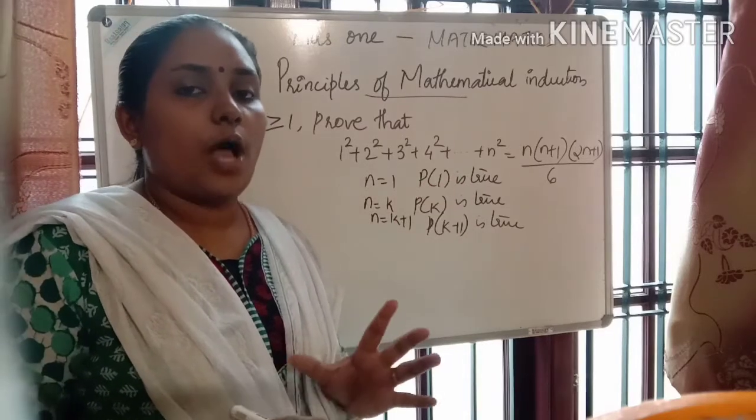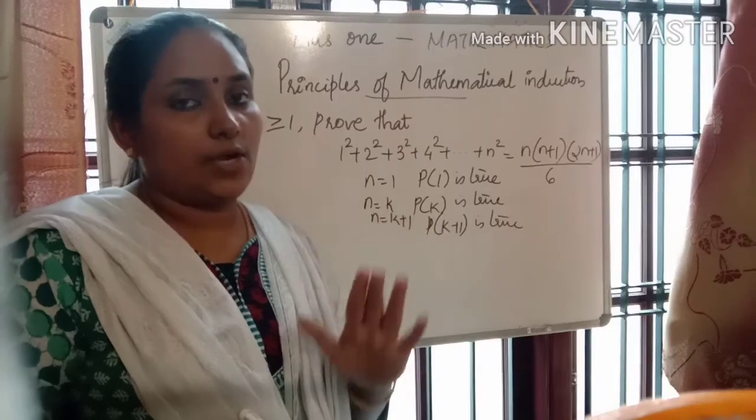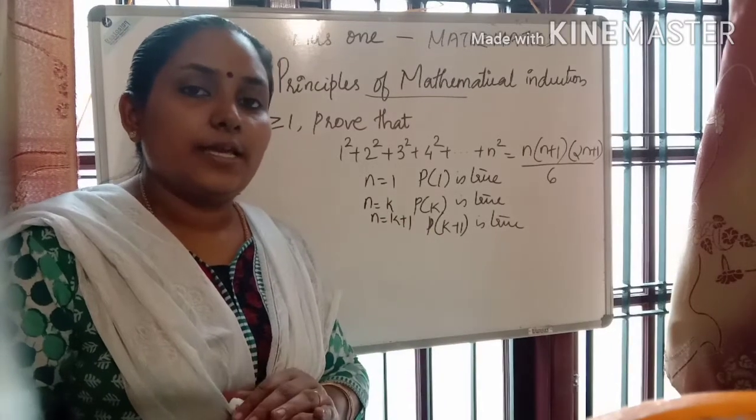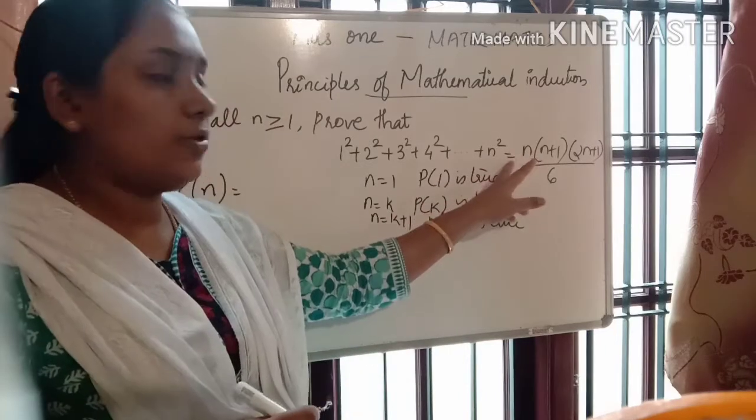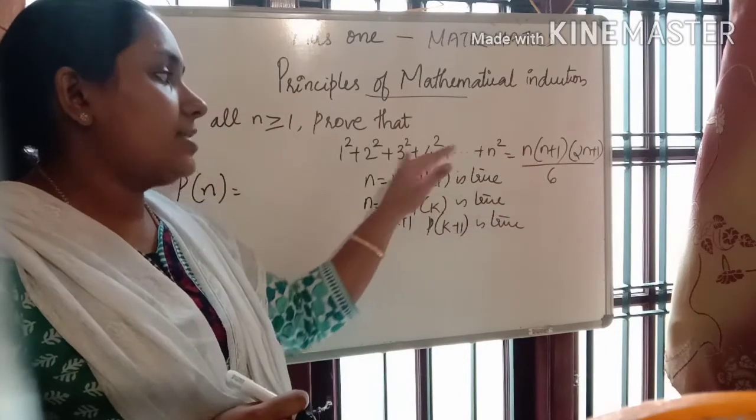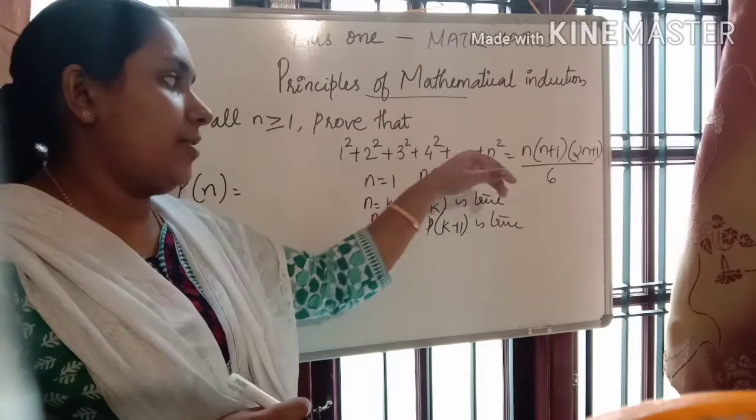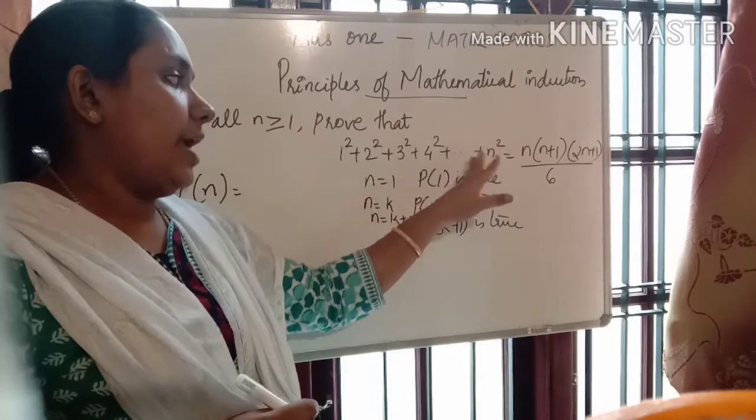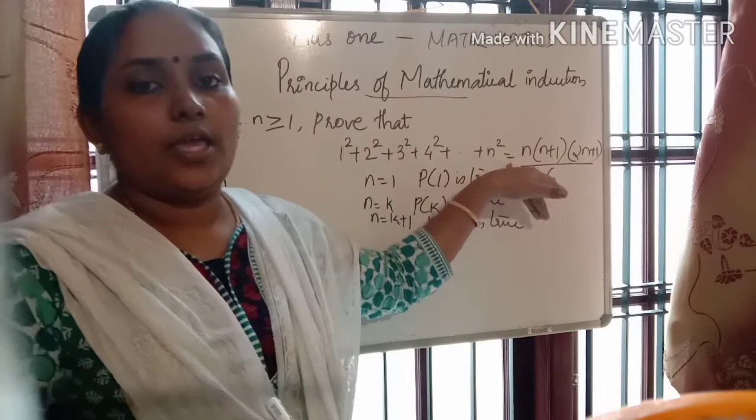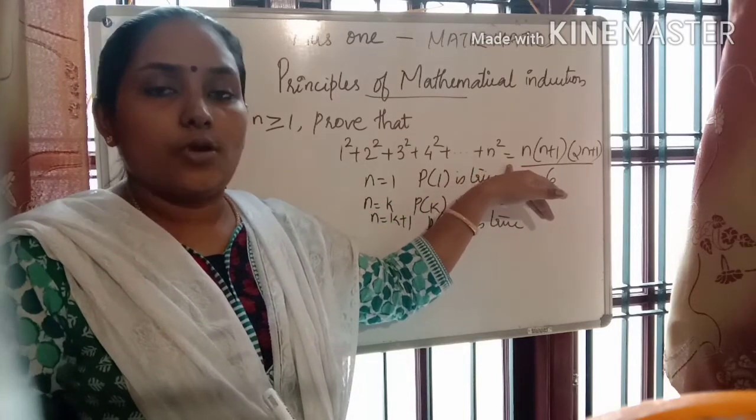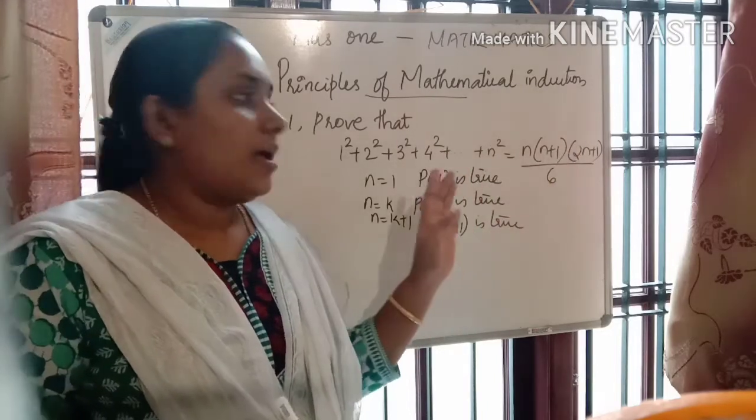P of 1 is true. How will we get P of 1 is true? We just have to prove that LHS is equal to RHS. What is LHS? LHS of an equation means the left hand side of the equal to sign, that is this side. And RHS means the right hand side of the equal to sign. So we just have to prove LHS equal to RHS.